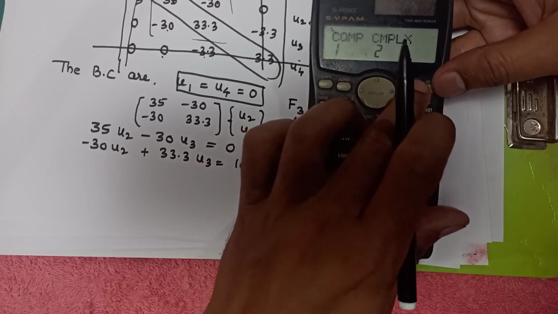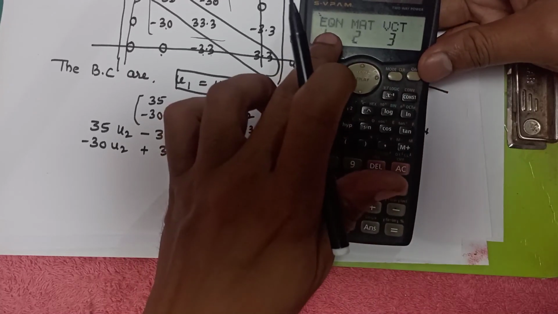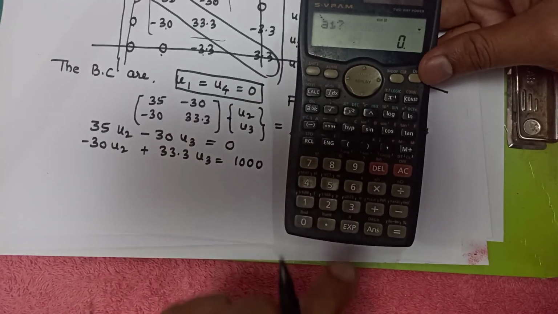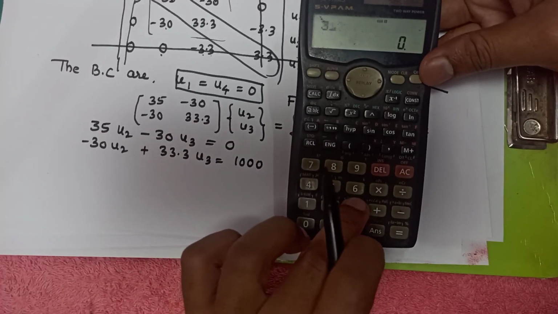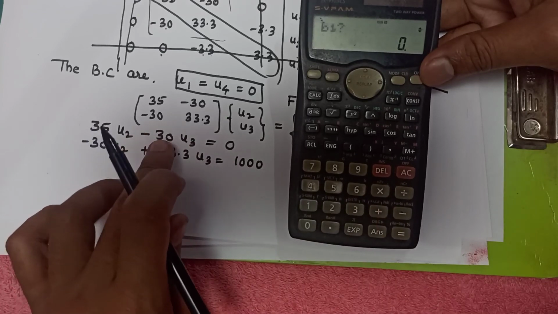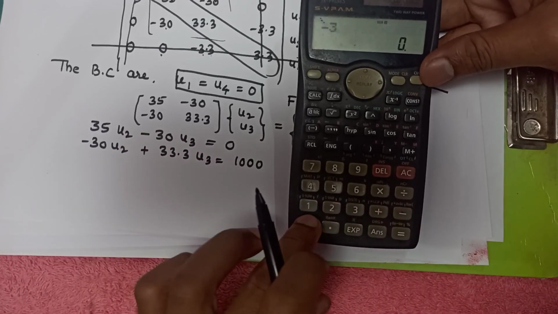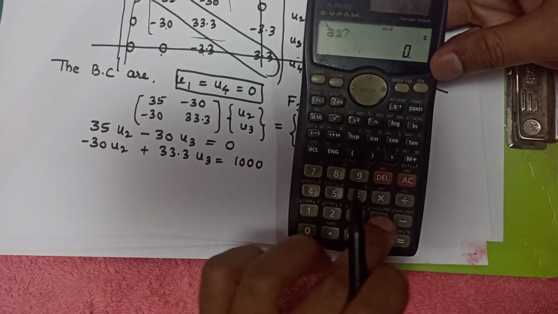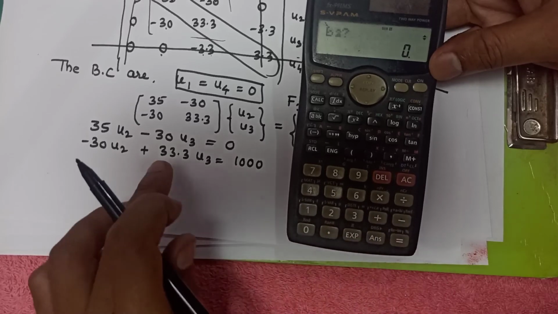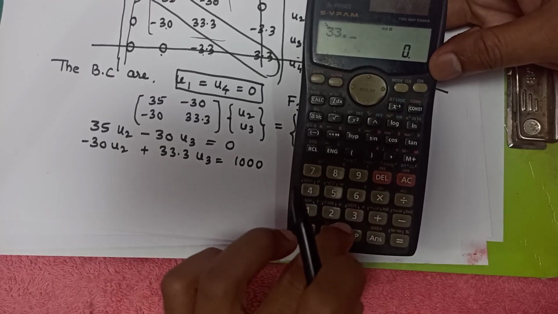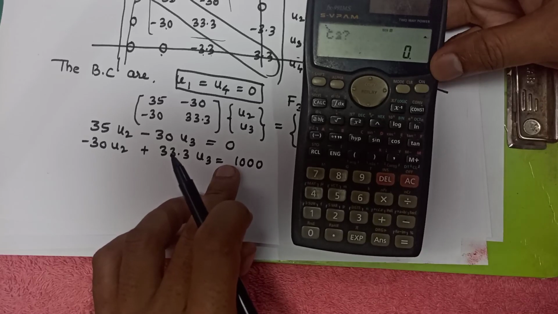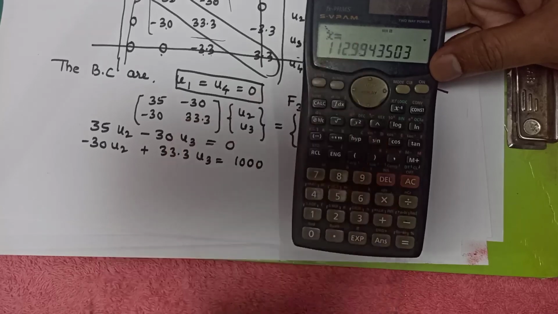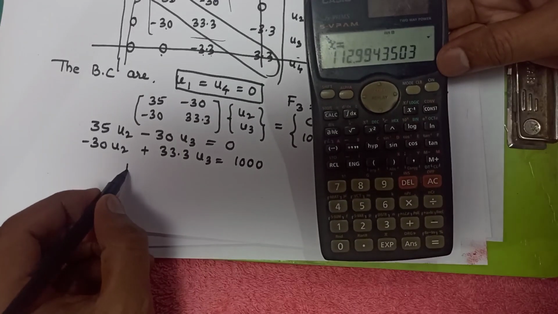Now I will do it in the calculator directly, using the equation option. Enter 1. How many unknowns are there? There are 2. What is the A1 value? That is 35. B1 is minus 30, so the sign also you have to write. C1 is 0. A2 is minus 30, B2 is 33.3, and C2 is 1000 Newton. The sign also you have to mention.